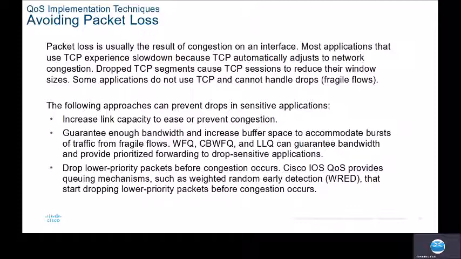You can drop lower priority packets before congestion occurs. IOS QoS provides queuing mechanisms such as weighted random early detection that starts dropping lower priority packets before congestion occurs. And so, of course, again, that will prompt TCP to decrease window sizes and hopefully slow down flows and decrease the chance that the congestion will happen at all.